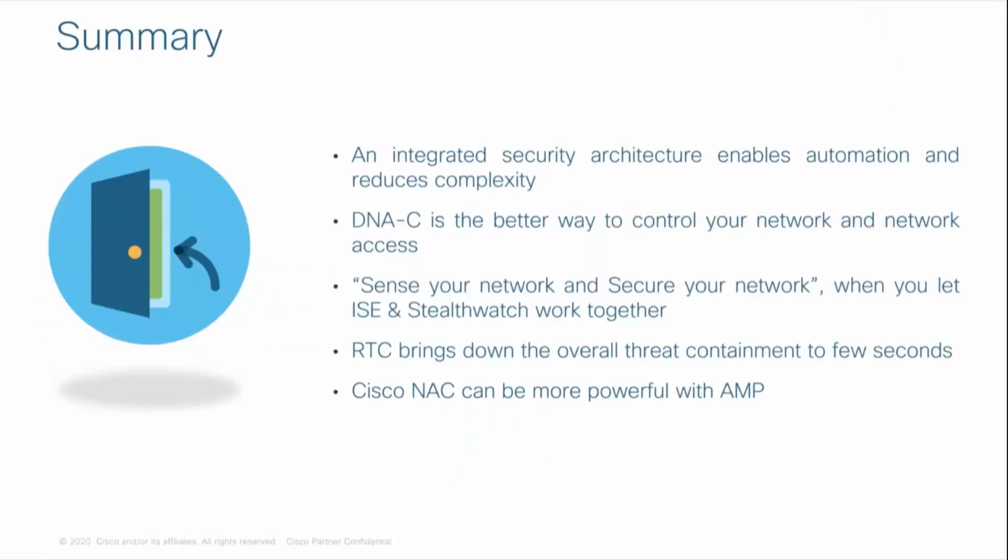Okay, so briefly a summary from our session today. An integrated security architecture enables automation and reduces complexity, as we saw with our DNA Center part. DNA Center is also a better way that you can leverage to control your network and your network access. One of the key things between ISE and Stealthwatch and their work together is the idea to sense your network and secure your network through traffic analysis for malicious behaviors. Also, rapid threat containment brings down the overall time of threat containment to a few seconds. And Cisco network access control can be more powerful when played together with Stealthwatch for the TC-NAC purposes.